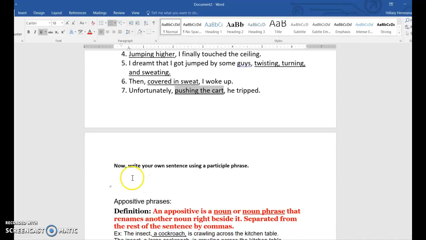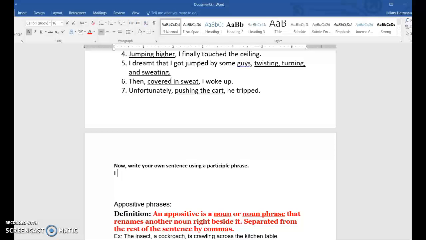Now write your own sentence using a participle phrase. When I go to write a sentence using a participle, a lot of the time a participle phrase just happens without really even thinking about it. But most of the time I just start off writing my sentence. For example, I am so excited to run my race this Saturday. So that's my sentence. Now I'm going to add a participle describing maybe what I'm doing while I'm so excited to run my race.